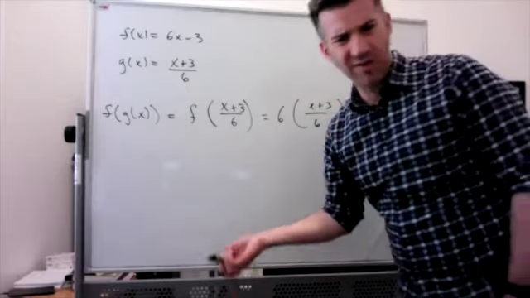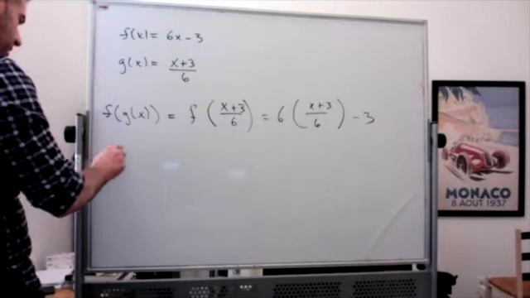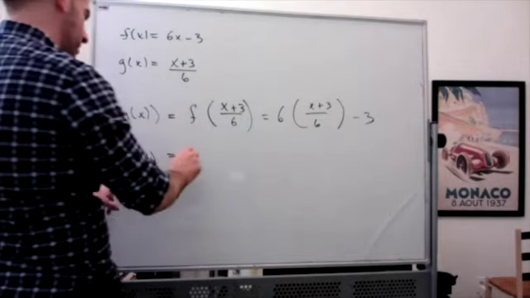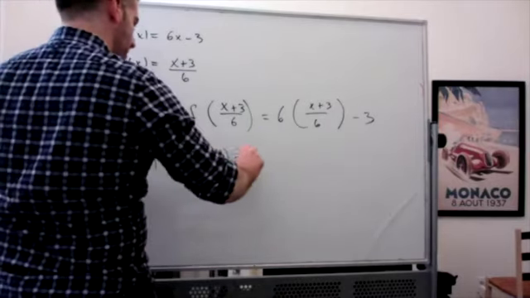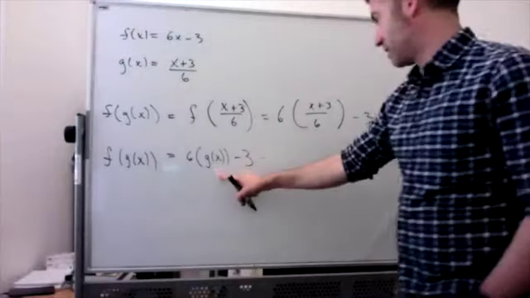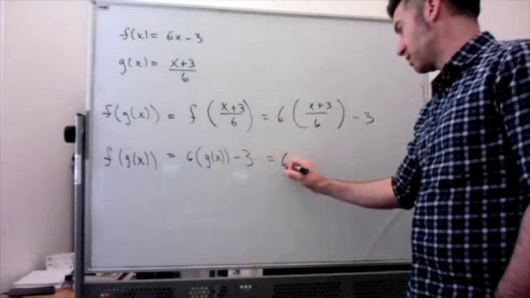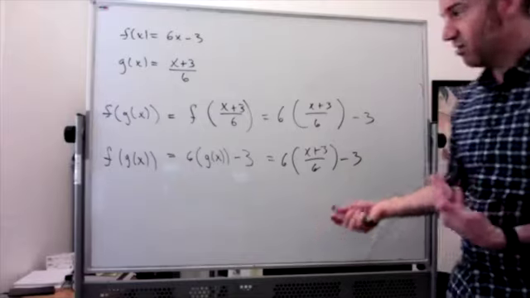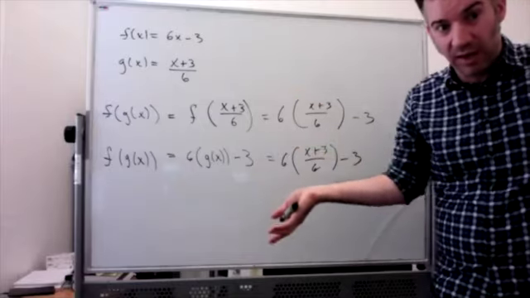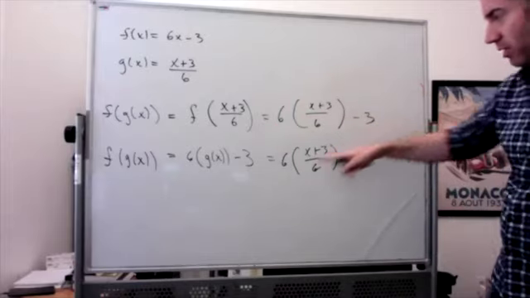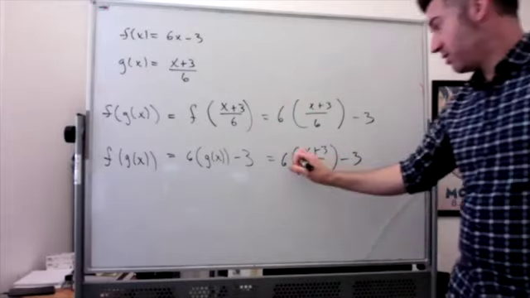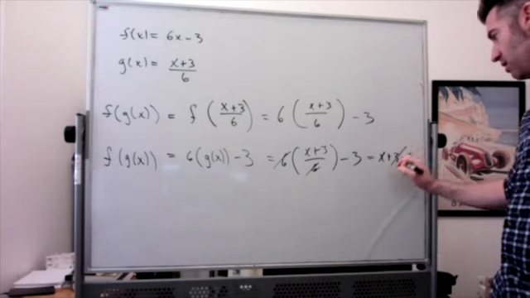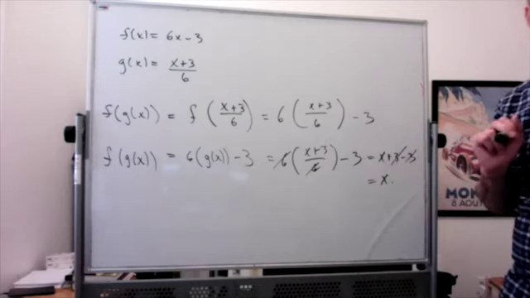Some people like to go the other way, meaning they would write f of g of x as, well, f of x is 6x minus 3. So f of g of x is 6 times g of x minus 3. And then g of x is (x plus 3) over 6. That's going to be 6 times (x plus 3) over 6. And hopefully you all can see that no matter which way you think of it, you still end up with the same exact expression at the end. And then we can cancel some stuff. The 6's cancel, and you get x plus 3 minus 3. And then the 3's cancel, and you get x.